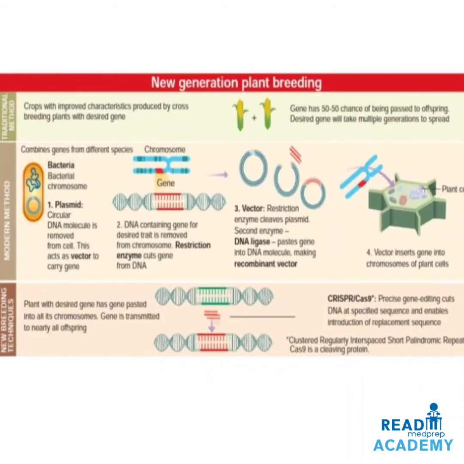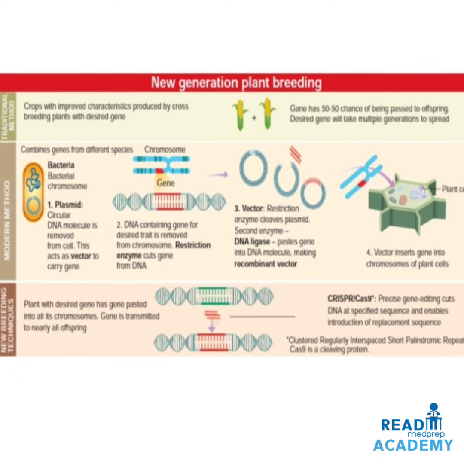Now, let us see this image where the new generation plant breeding is done. The traditional methods: crops with improved characteristics produced by cross-breeding plants and desired genes. The gene has a 50-50 chance of being passed to the offspring. Desired gene will take multiple generations to spread. Modern methods combine genes from different species.